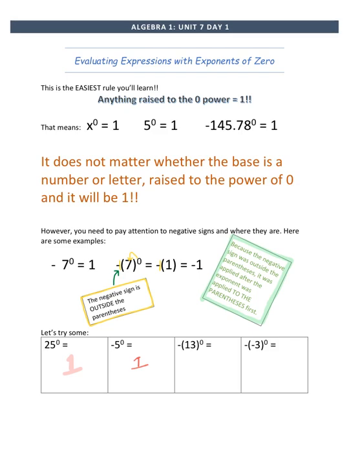Now -13 to the 0 power. This negative is outside. This is like saying -1 times 13 to the 0 power. -1 times 1, -1. Okay? If you want to write the steps, that certainly is not a bad idea. Same concept here. This is like saying -1 times -3 to the 0 power. Well, -3 to the 0 is 1. So again, it's -1 times 1, -1. Lots of negatives, and it's easy to trip over yourself with all these negatives.